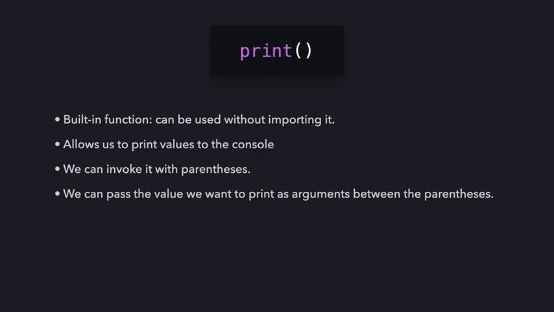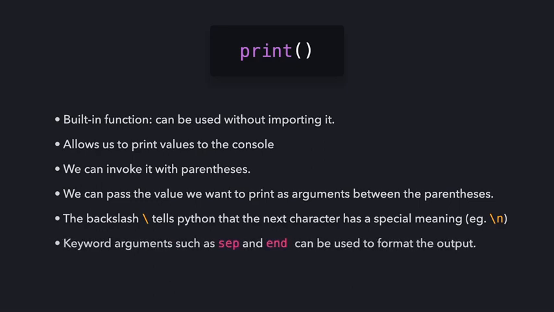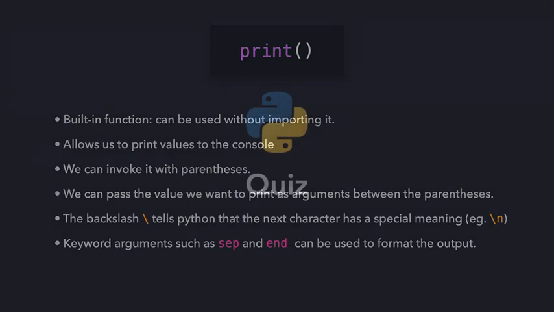We also learned that the backslash is a special character in Python that we can use in order to tell Python that the next character is a special character. We saw this with the newline character that is specified by a backslash followed by an n for newline. Then we saw that we had full control over the output with the keyword arguments such as sep and end.